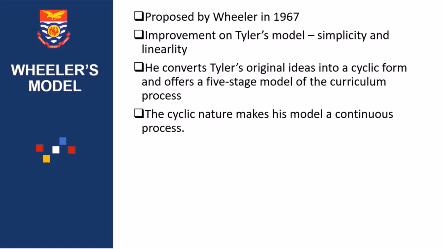So he converted Tyler's original ideas into a cyclic form. So instead of the linear form, he converted the model into cyclic form and offers a 5-stage. So he added one more stage to make it a 5-stage model of curriculum process. The cyclic nature makes his model a continuous process. So, in cyclic form, it's continuous. So instead of linearity, he proposed a cyclic nature.